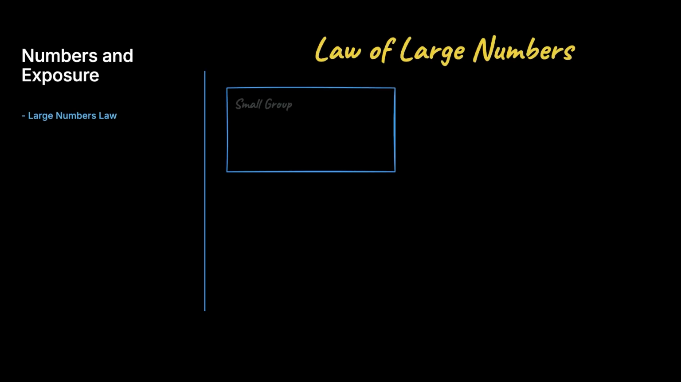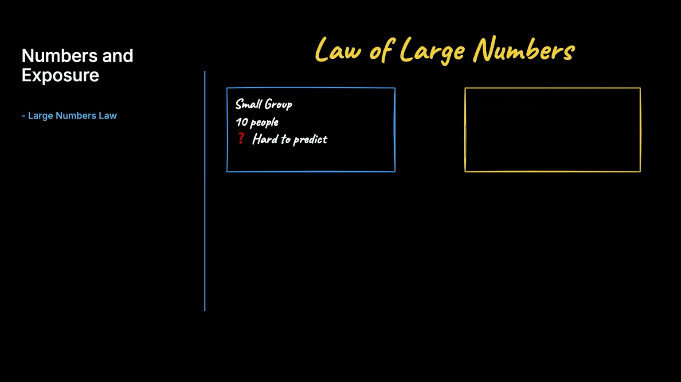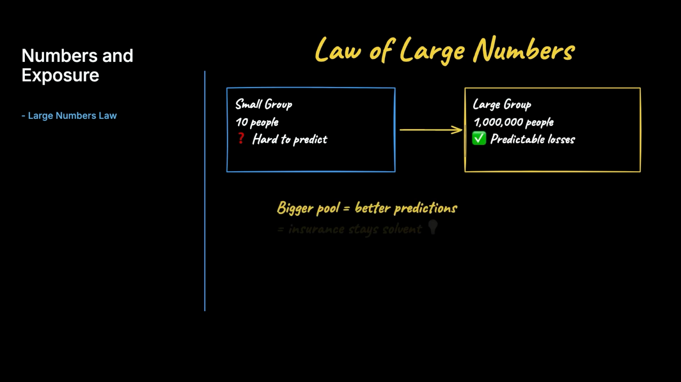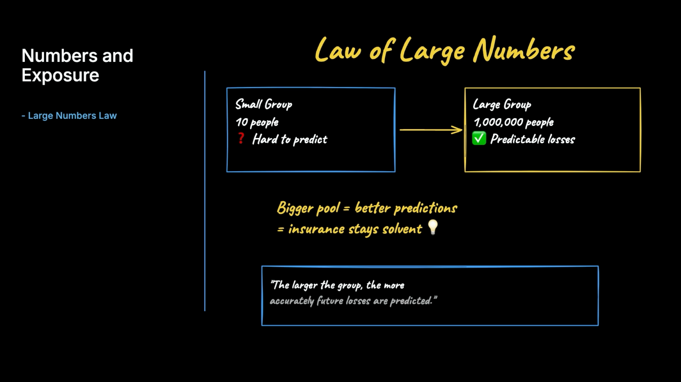Now, this is where it gets interesting. How can an insurer promise to cover millions of people without going broke? The answer is the law of large numbers. It states that the larger the group of similar exposure units, the more accurately future losses can be predicted. This is the mathematical principle that makes insurance possible.